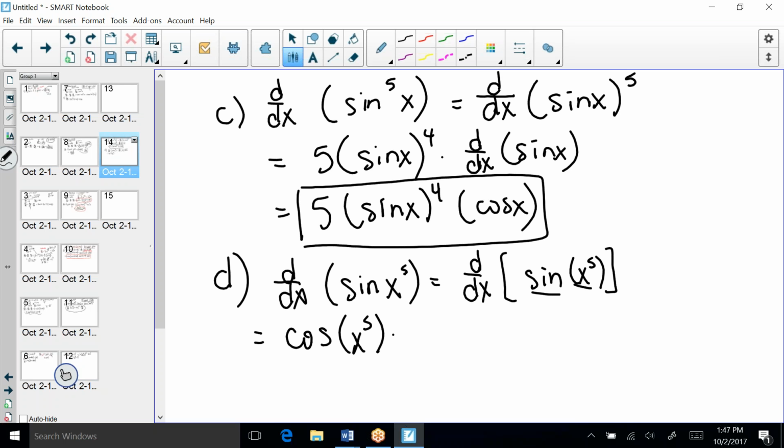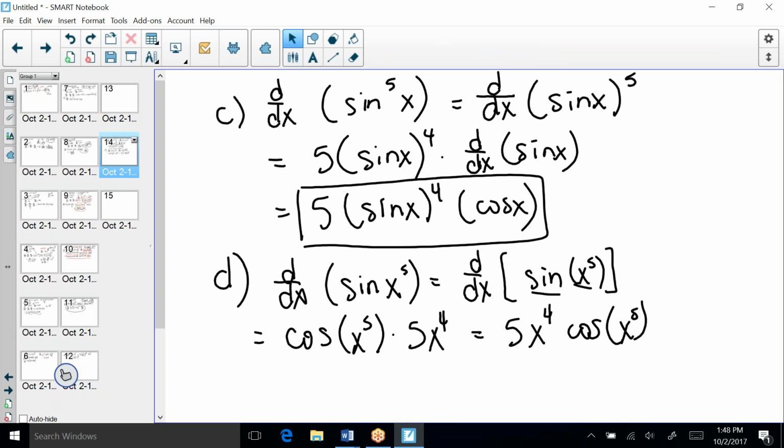And we're going to multiply that by the derivative of the inside. The derivative of x to the fifth is going to be 5x to the fourth power. That's basically your answer. We can put the 5x to the fourth in the front, cosine of x to the fifth power. And you can see that we get a very different answer for this one.